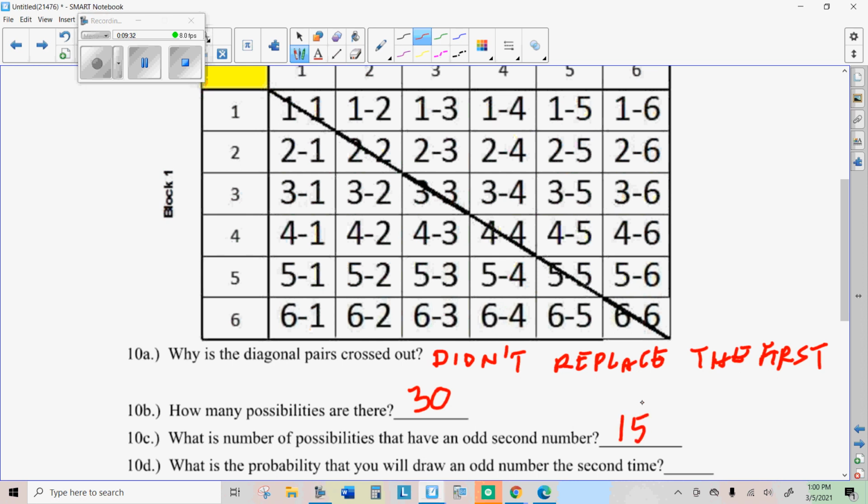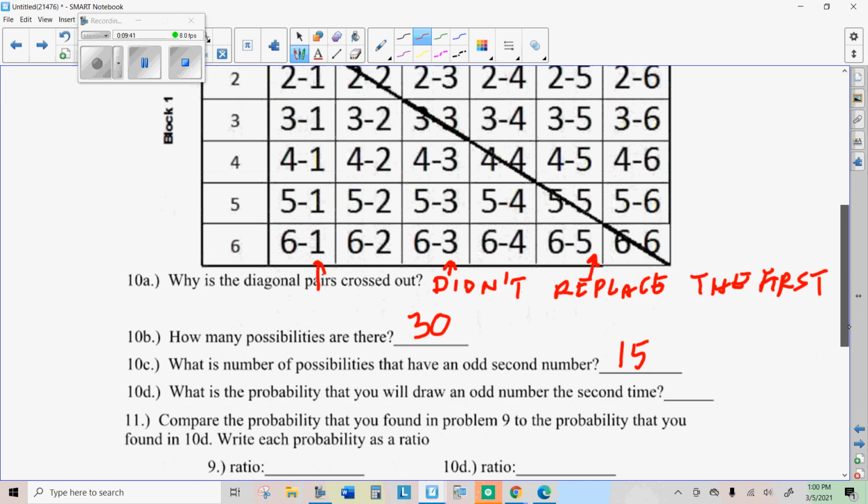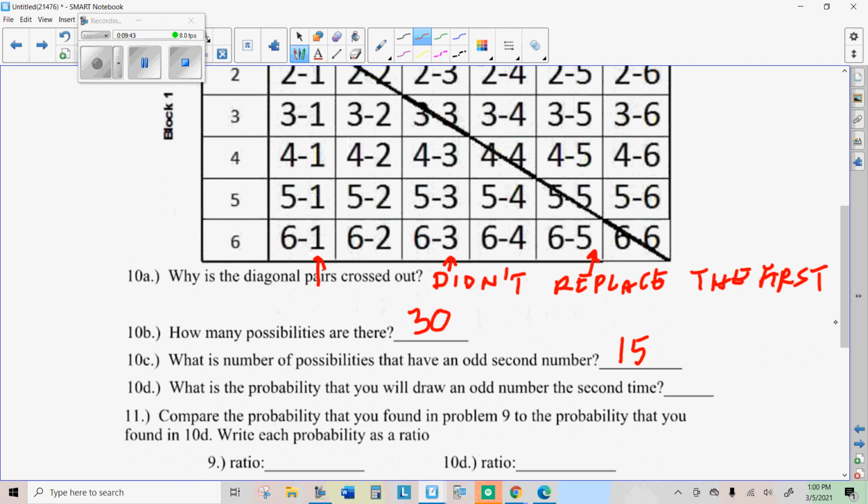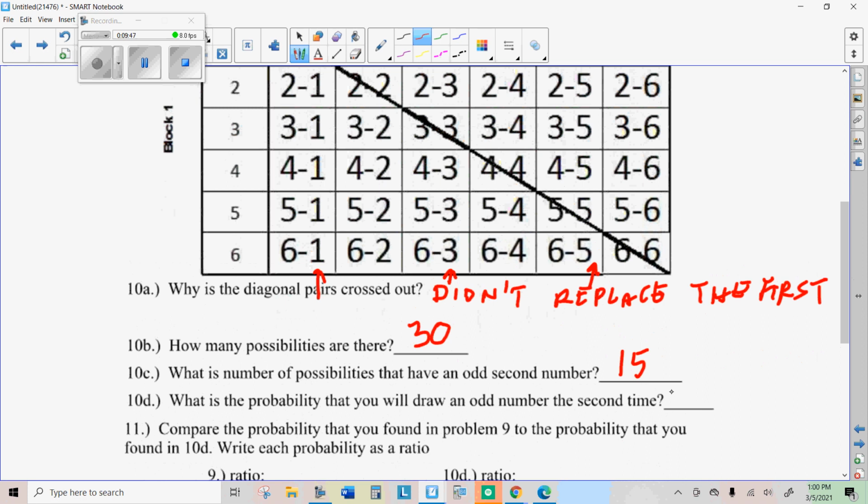That would be 15. That would be all these that have a 1, all these that have a 3, all these that have a 5 as the second number. Okay, what is the probability that you will draw an odd number the second time? Well, that's going to be 15 out of the 30 total possibilities, or 1/2.